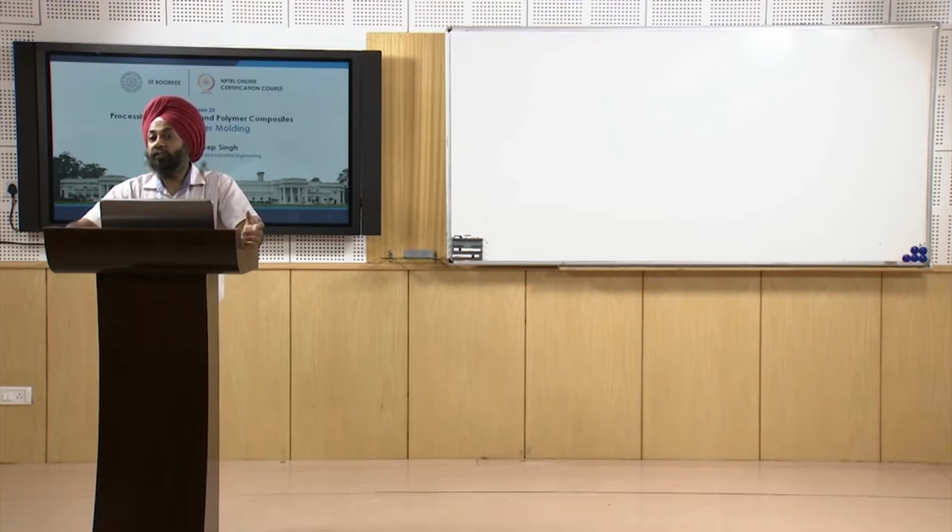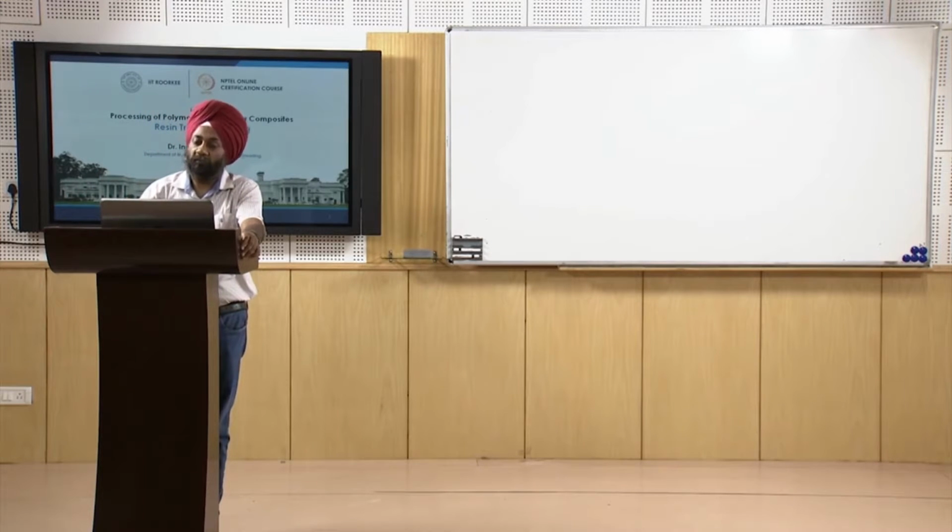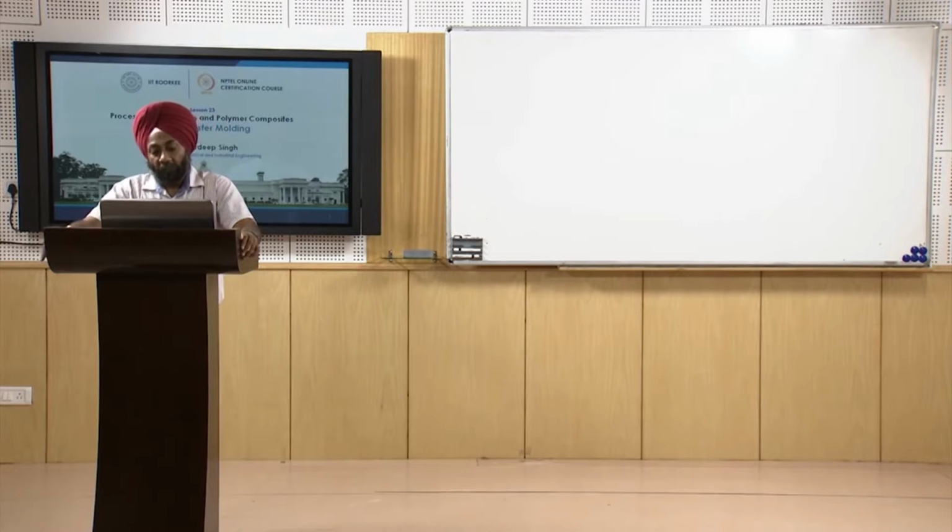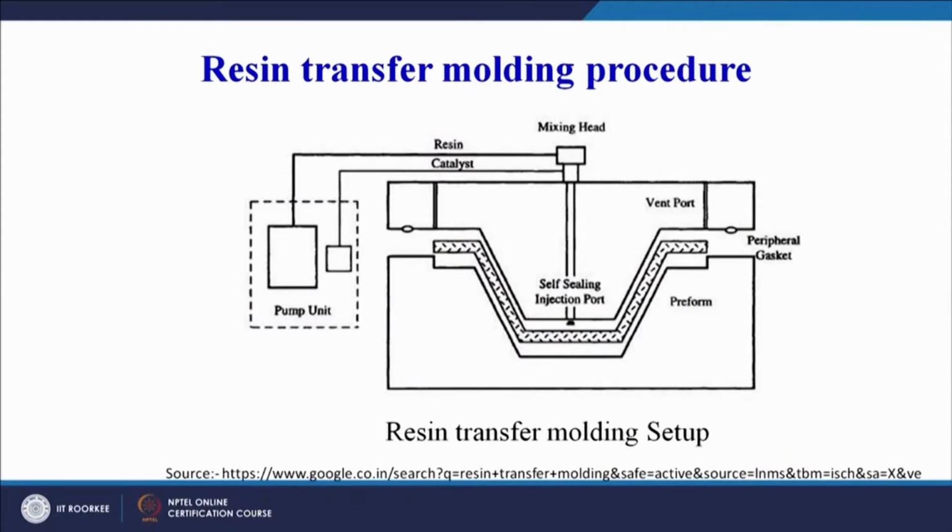So the curing process may take some time, and then we have to give some time for cooling also, and finally we will take out our product by opening the mold cavity. The diagram again from Google Images, resin transfer molding procedure. You can see there is a pumping unit, this is a resin storage, so we can pump the resin, we can pump the catalyst. This is the mixing head where we will mix our resin and catalyst. This is our mold.